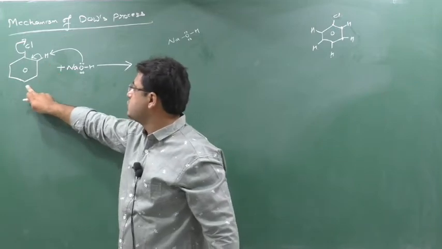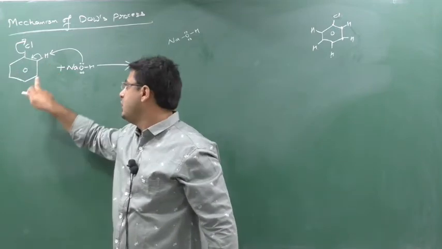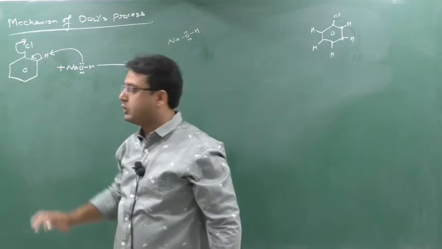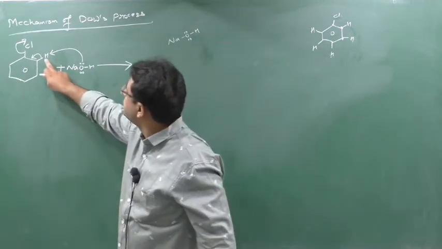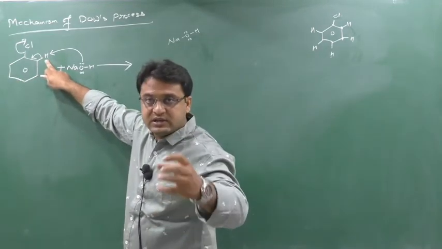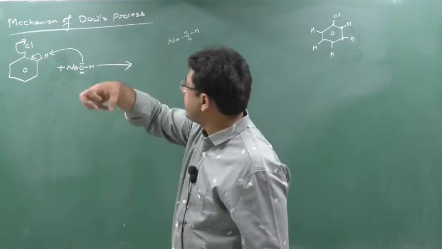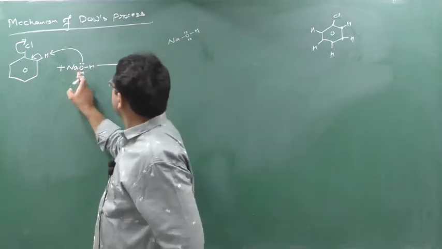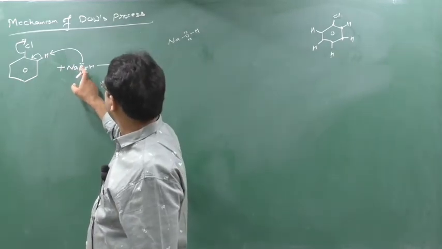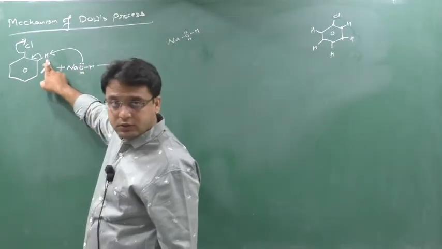This is also H, this also H, this also H, this also H. All can be released as H plus, but who can release H plus easily? This ortho position H can be released as H plus easily because of the presence of this chlorine. So this chlorine will start to attract the electron. So this oxygen, out of its 2 lone pairs, 1 lone pair will be donated to this hydrogen.